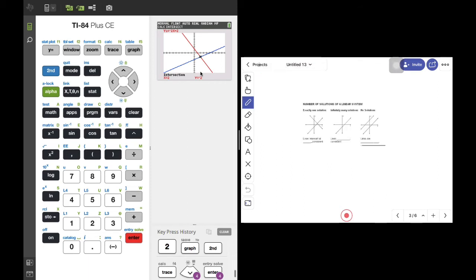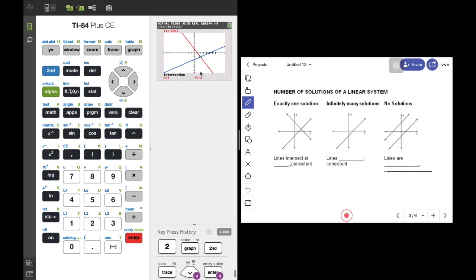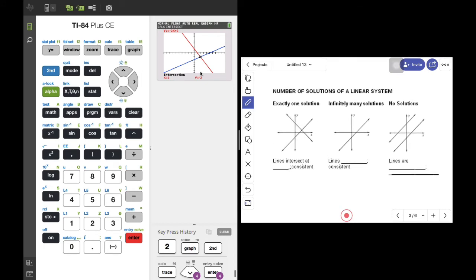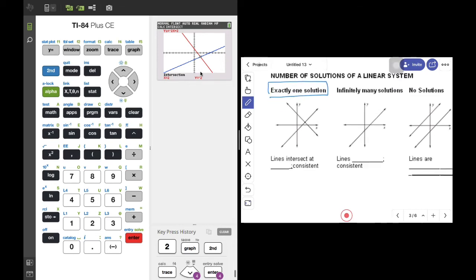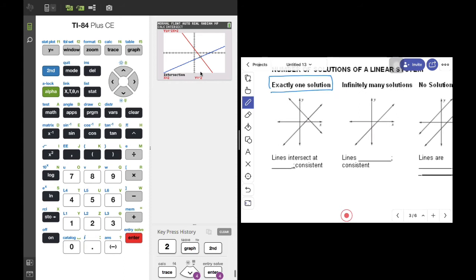Let's talk classifying our solution, shall we? Basically, you're going to have 3 possible situations. The system we just solved had exactly one solution. When you have exactly one solution, the lines intersect at exactly one point. So this system is what we call consistent, and the solution itself, that one ordered pair, is what we call an independent solution because it stands all alone, all by itself.